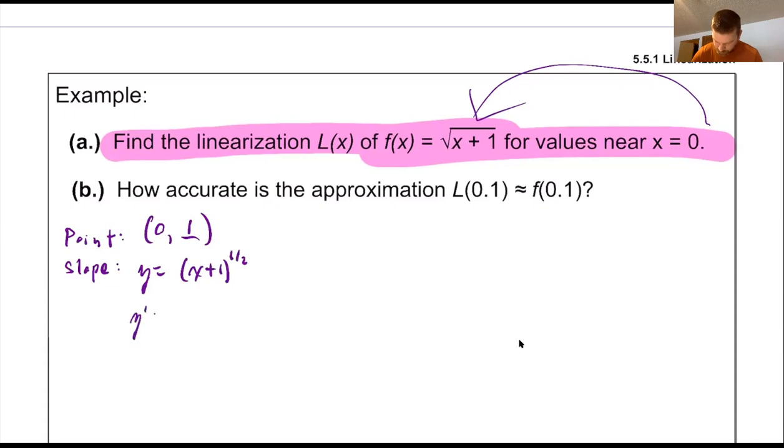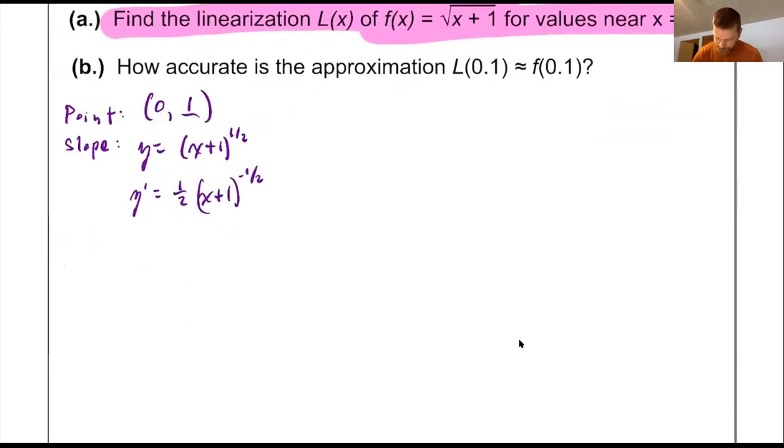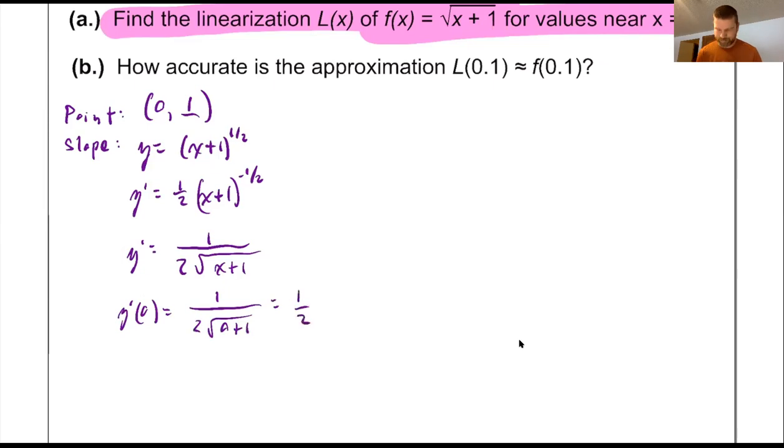So my derivative is going to be 1/2 x plus 1 to the negative 1/2, which many of you guys prefer writing like this: 1 over 2 x plus 1 to the 1/2, or let's even write that as 1 over 2 times the square root of x plus 1. Particularly, I care about the slope when x is 0, so let's find y prime of 0. That'll be 1 over 2 times the square root of 0 plus 1, which is just 1/2.